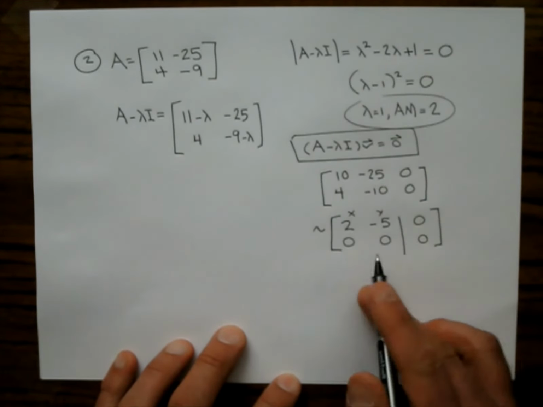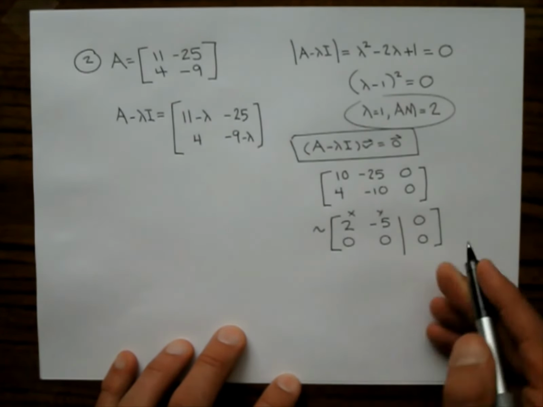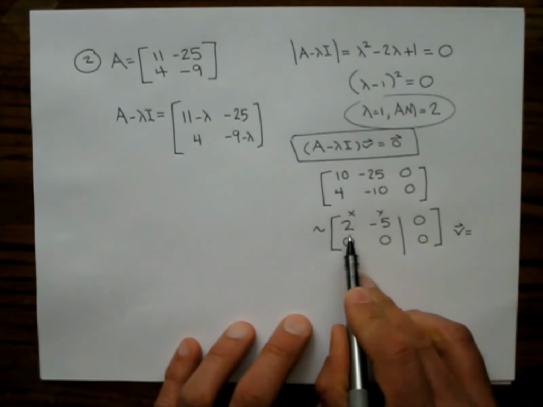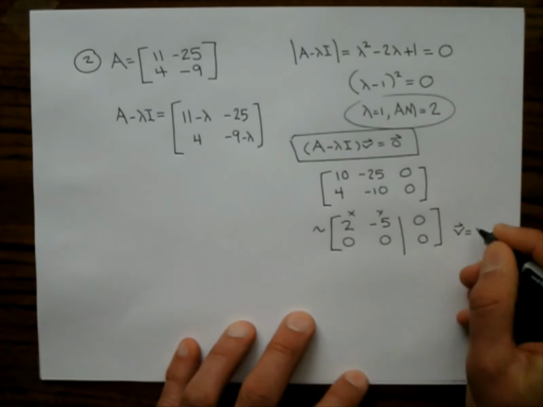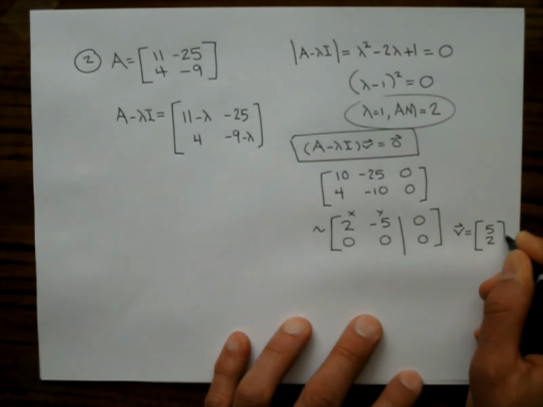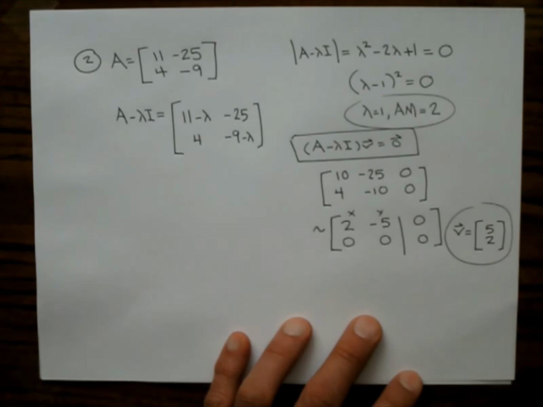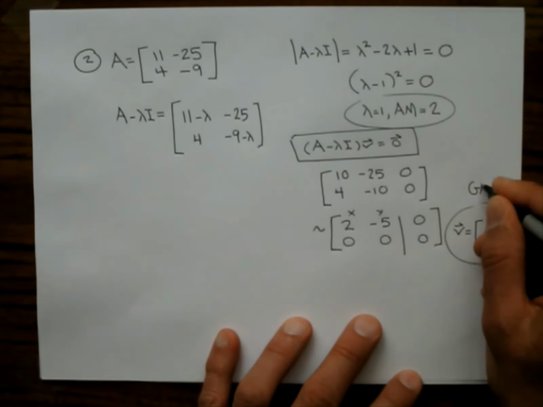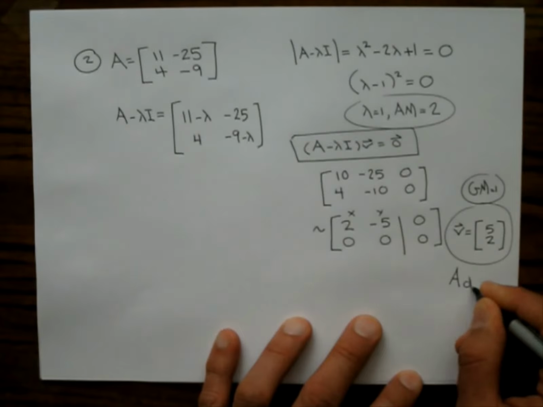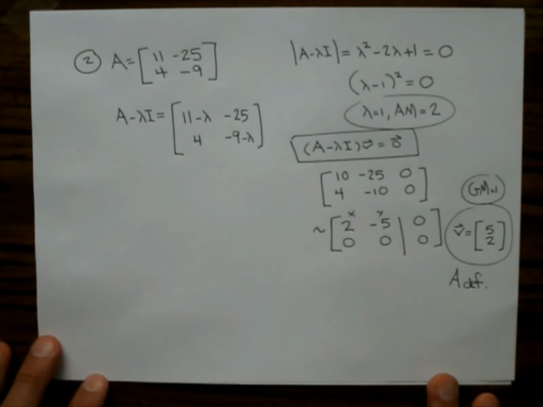And you know what? Since I'm just going to eyeball this one, the eigenvectors look like this: v equals, I'll zero out that first row by letting x equal 5 and y equal 2. So any multiple of 5, 2 will work. The geometric multiplicity is 1. A is defective. Okay, and that's the section we're in: defective matrices.